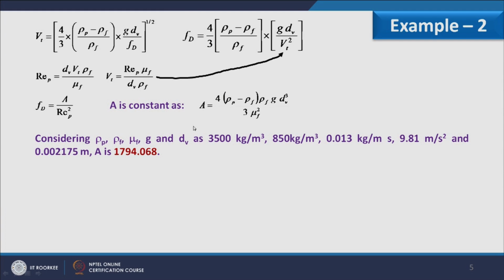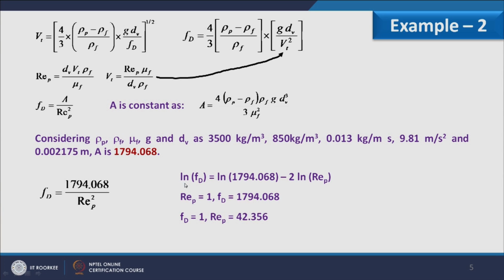So, this expression we have already known as far as its value is concerned. Now we have the expression of Fd as 1794.068 divided by Reynolds number square. If we take the log of this expression, that is ln Fd equals ln 1794.068 minus 2 ln Reynolds number.